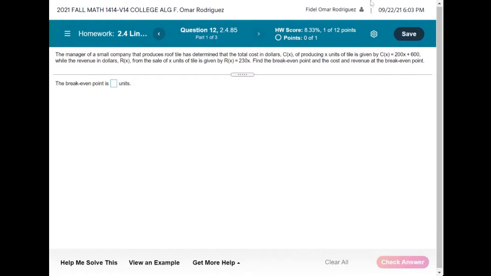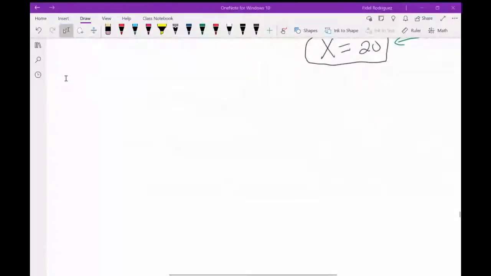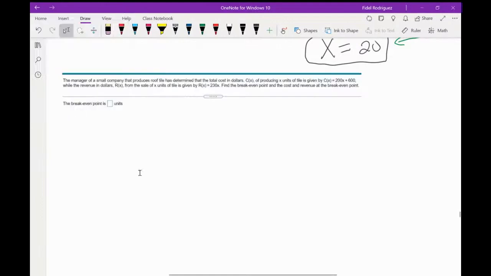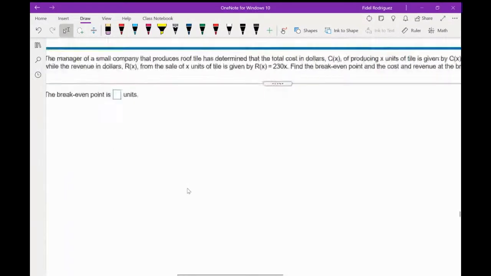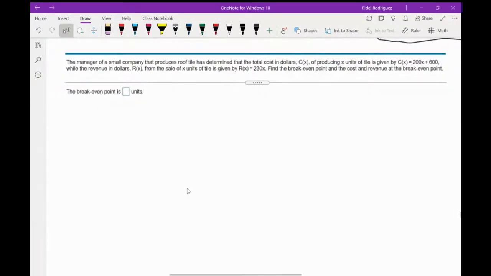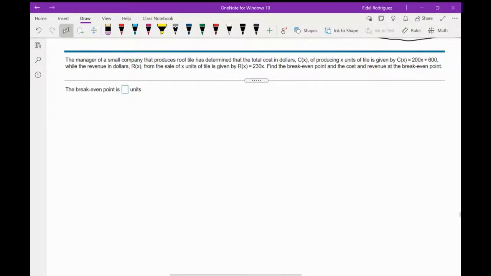So let me stop sharing this, and let me come back to my notes again. And let's see. So here we go. And so all I'm going to do is just paste this problem here. Here we go. Let me zoom in a little bit so you can see that a little better. There we go. And yes, I think you guys can see that now.